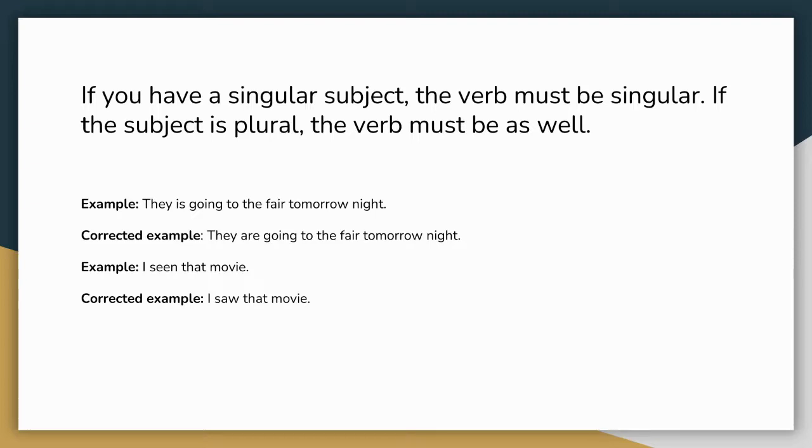The example of this is "They is going to the fair tomorrow night." "They is," while it may be normal conversation for many people, is not correct. So you would say, "They are going to the fair tomorrow night." And the same goes for "I seen that movie." You usually have only seen the inside of a book. You saw that movie though. So that's something to just keep in mind. The subject and the verb, you have to keep those cohesive in your writing.